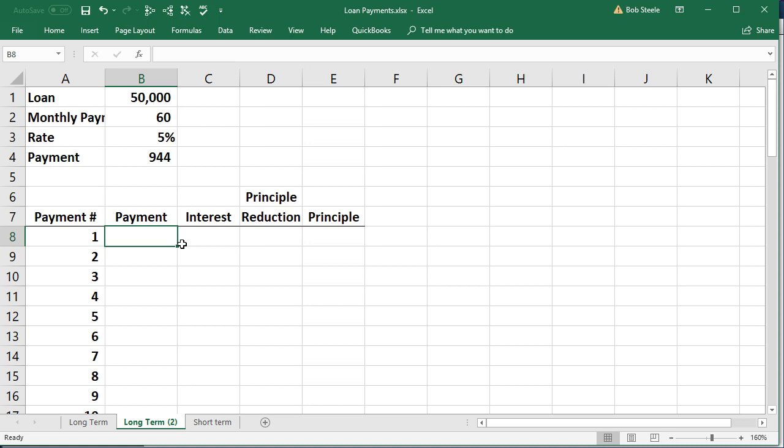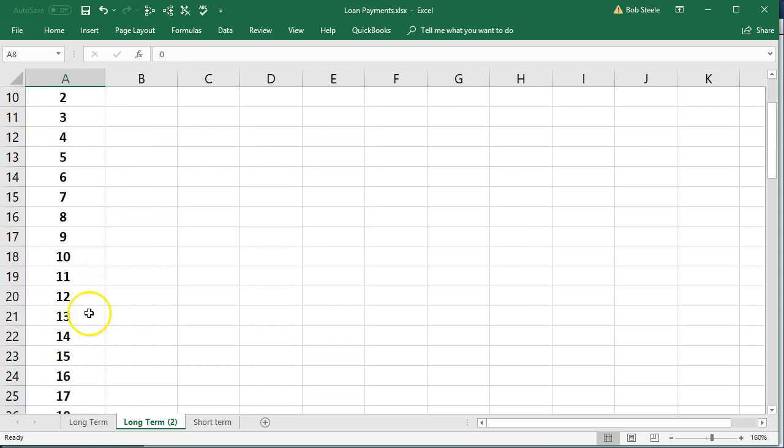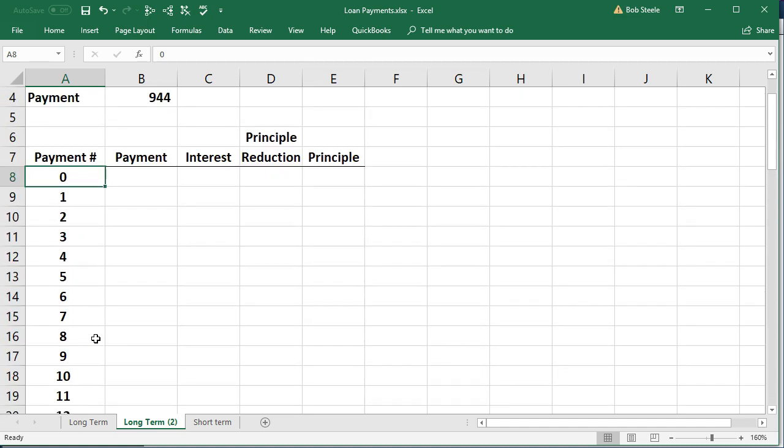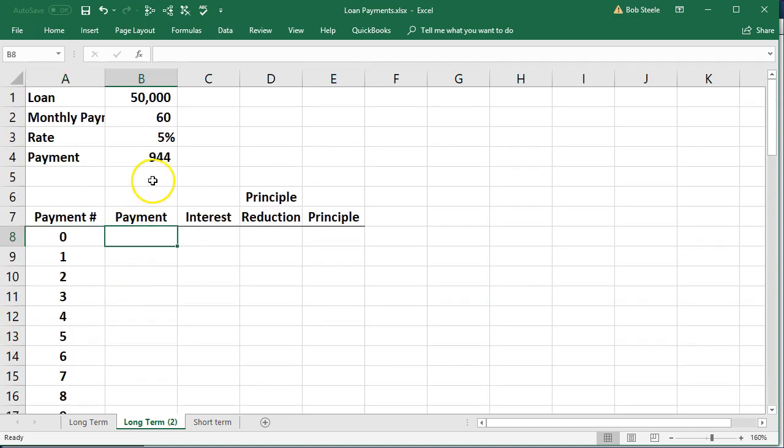Okay, so we're going to go through this amortization table, and we've got the number of payments up top. And so there's going to be 60 payments. If we scroll down, we'll have 60 payments. And then we're going to have the payment amount, which is going to be this $944. We'll break out the interest and the reduction in principal. Do that all the time.